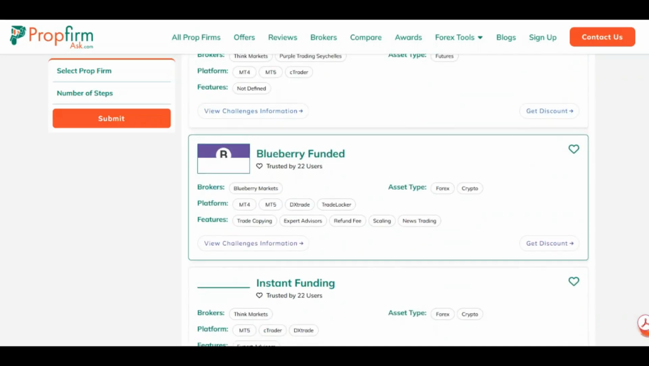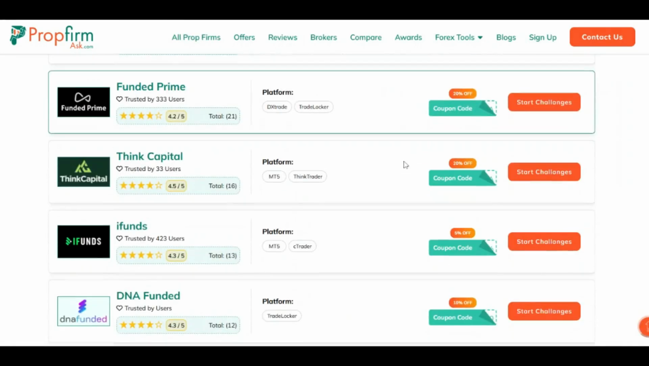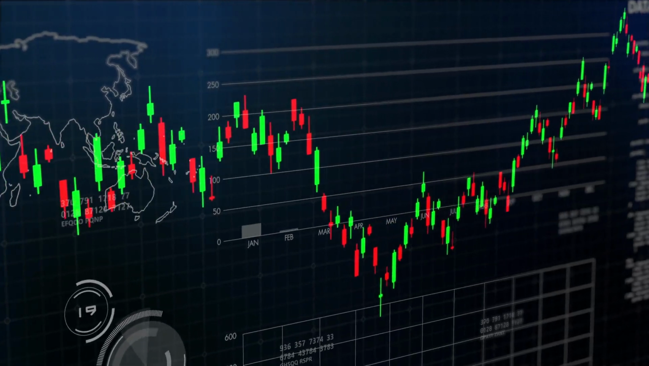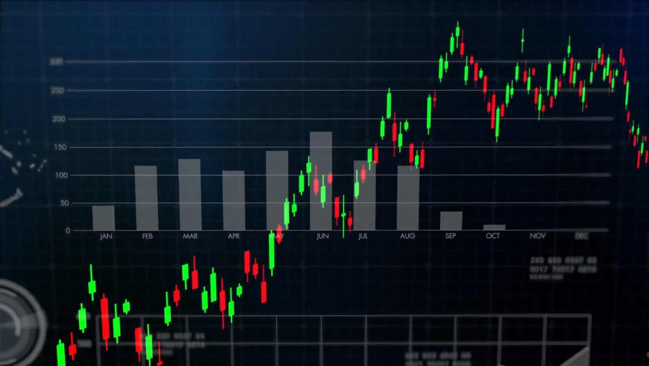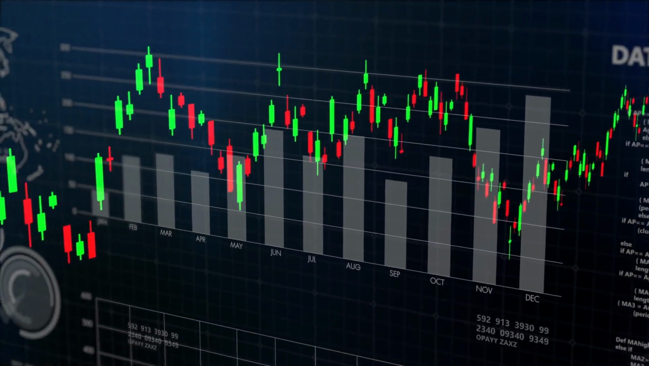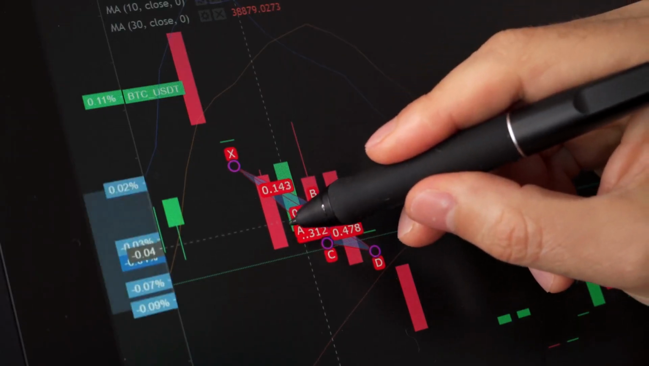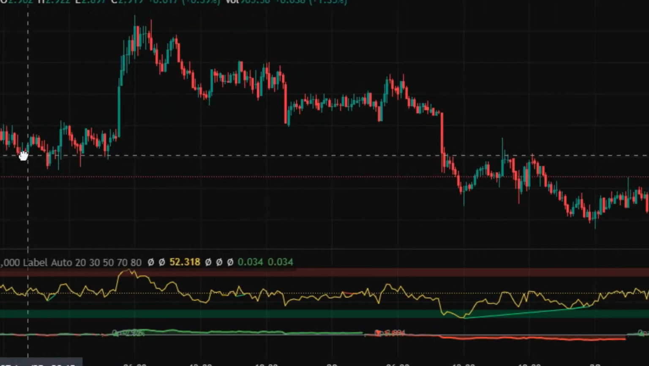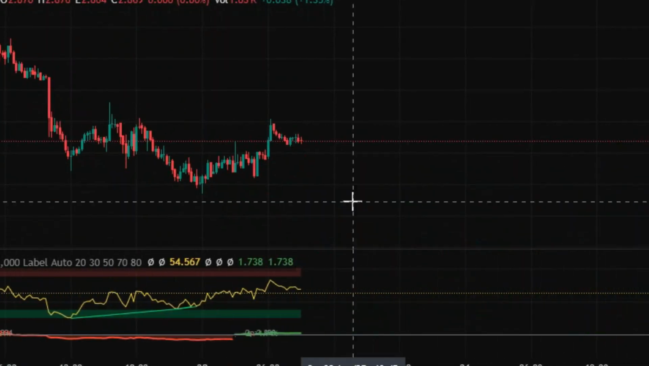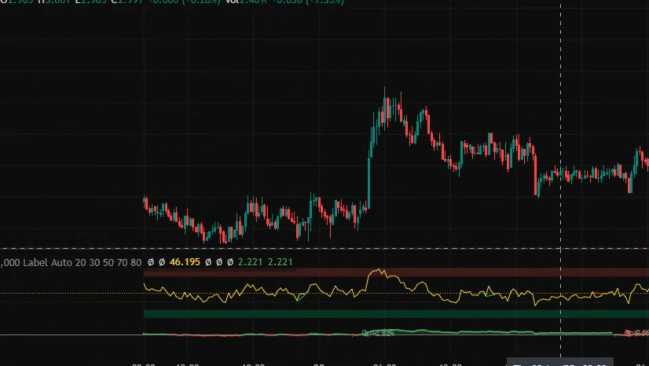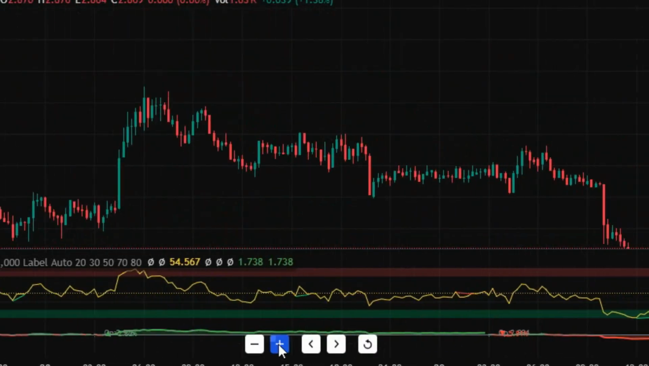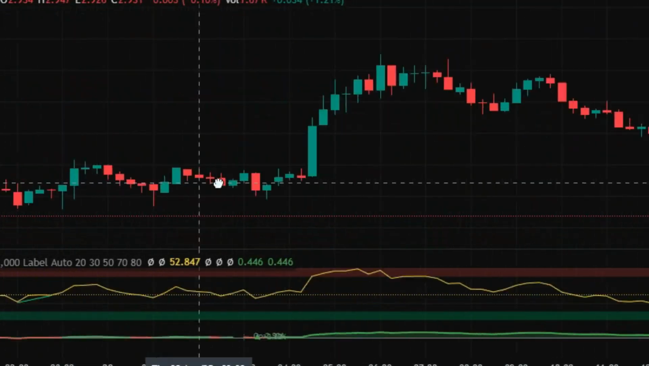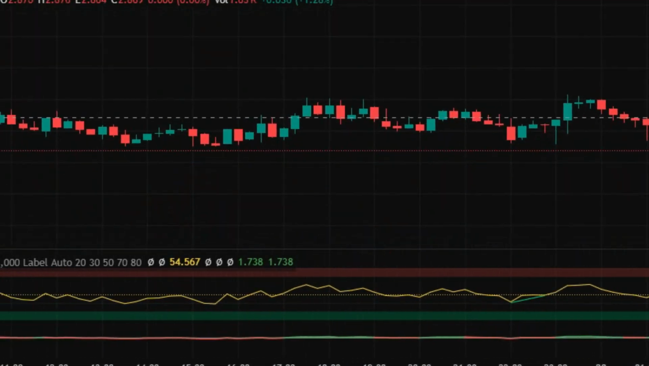Matching indicators to trading styles. It's also important to choose indicators that fit your trading style. If you're a scalper, you need fast-moving indicators like short EMAs and the stochastic oscillator. If you're a swing trader, you'll benefit from tools like MACD and RSI that work well on higher time frames. And if you're a position trader who holds trades for weeks or months, you'll likely rely on long-term moving averages, like the 200 SMA, to capture big trends.